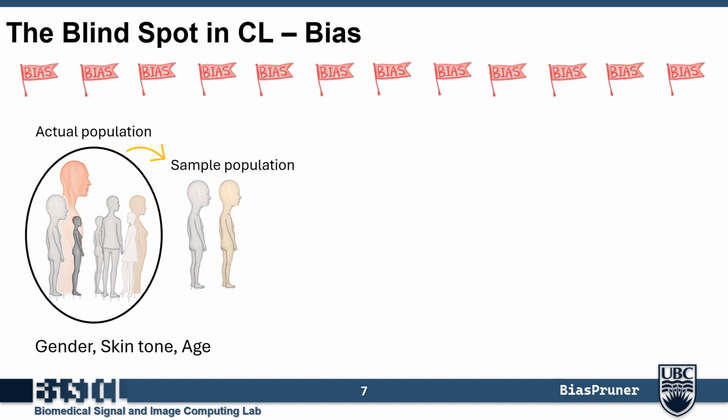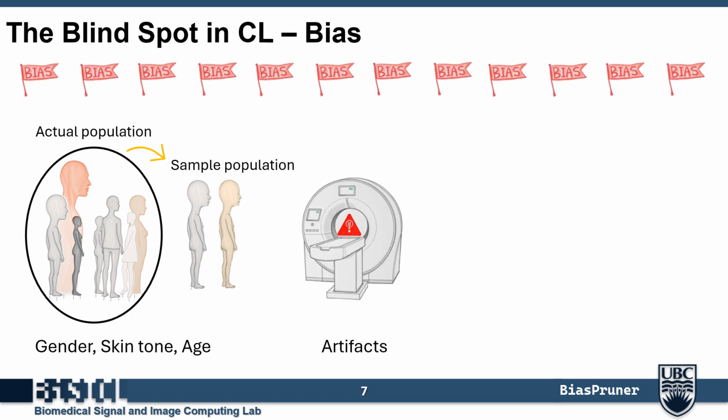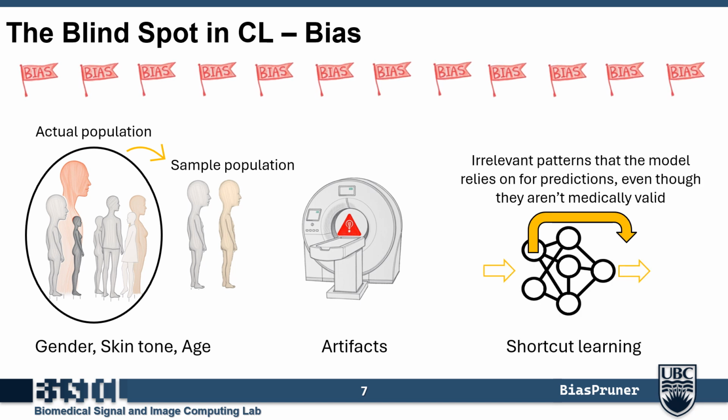It might be skewed towards a specific gender, skin tone or age. Or it could come from image artifacts that appear in some devices but not others. All these factors lead the model to learn spurious features that are not medically relevant, and we call this shortcut learning.